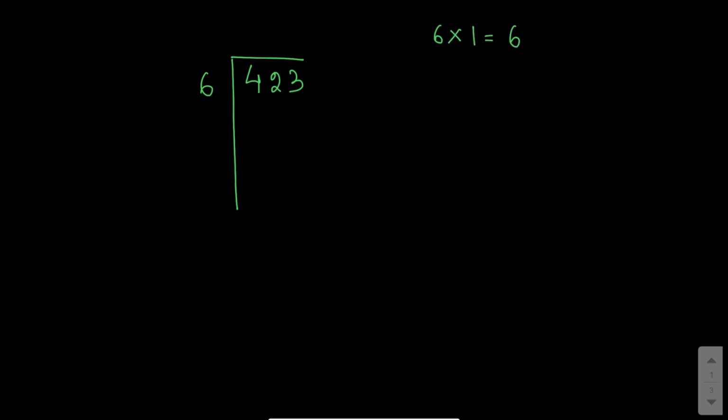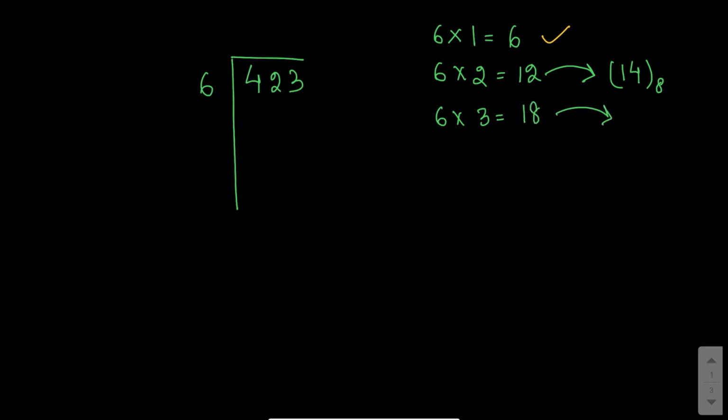6 into 1 is 6. This is a valid octal number. Then we have 6 into 2 is 12. This is not a valid octal number. When you convert it to octal, you will get the result as 1, 4. Then we have 6 into 3 is equal to 18. When you convert it to octal number system, we will get the result as 2, 2.